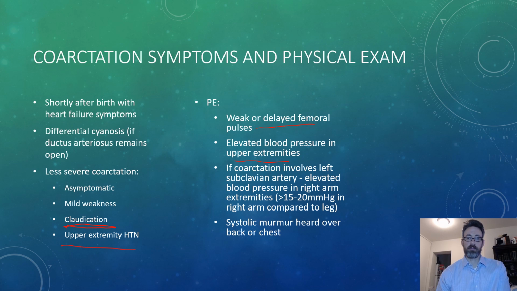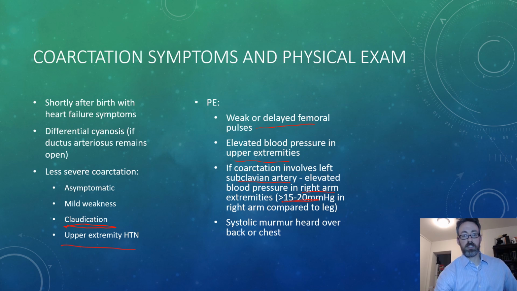If coarctation involves the left subclavian artery, as I mentioned on the previous slide, sometimes it can involve that last branch, the subclavian artery. Then you're going to see a reduced blood pressure in the left arm as well as the lower extremities, but an elevated blood pressure in the right arm. Typically it's greater than 15 to 20 millimeters of mercury in the right arm compared to the leg. This is why we always measure both arms and the leg, so we can compare them. If you see a decrease in the blood pressure in the legs relative to the arms, it's a good indication to look into coarctation.